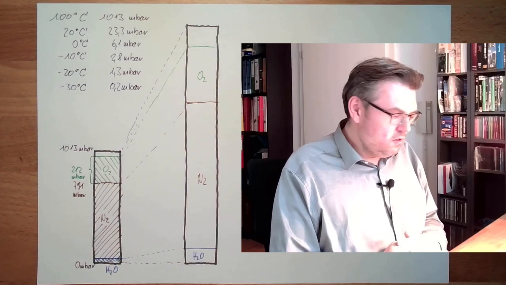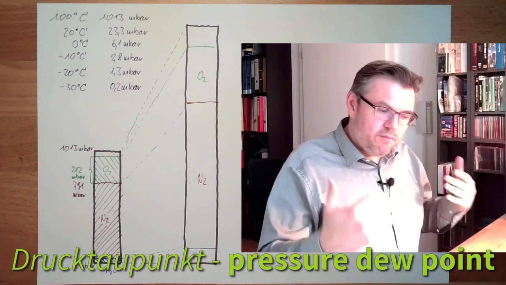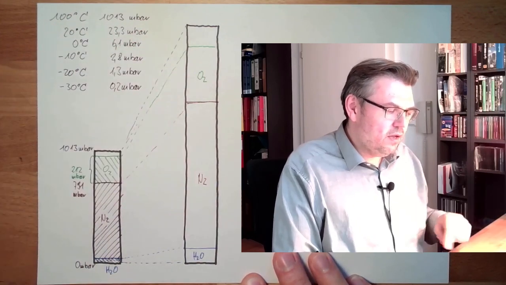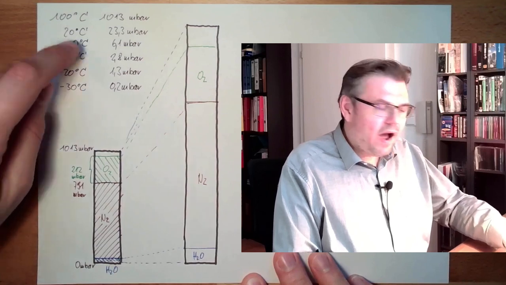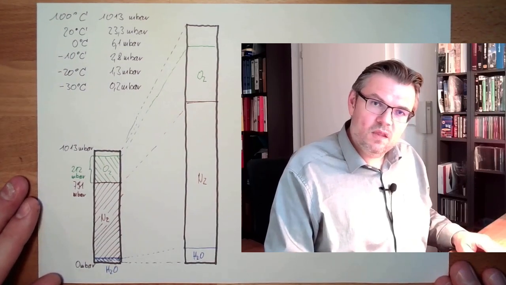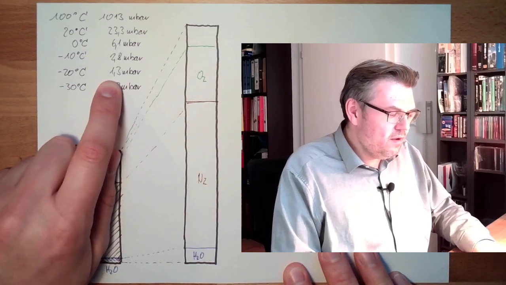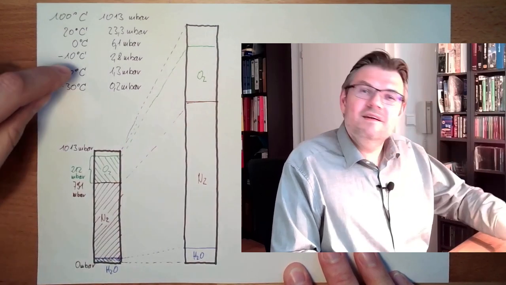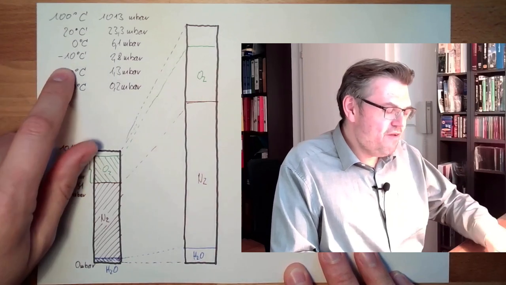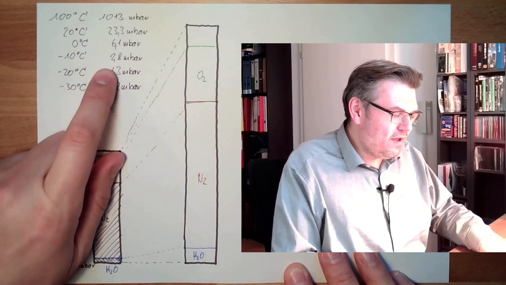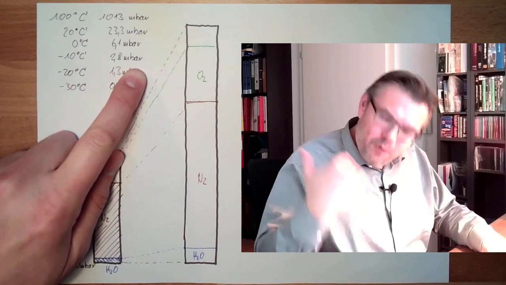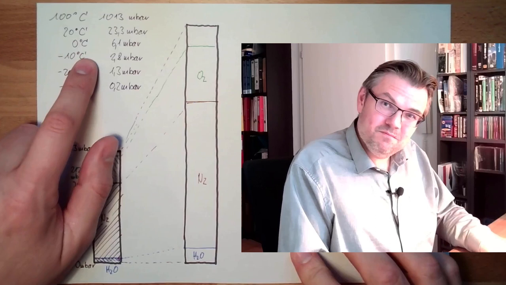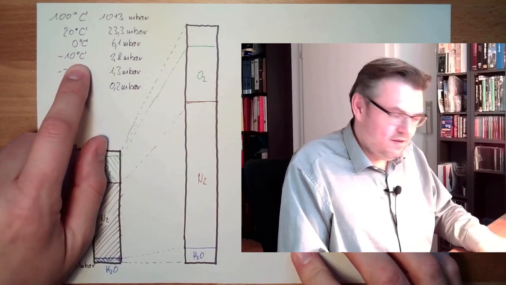Drucktaupunkt, pressure condensation temperature. Condensation temperature at standard pressure is here. And under pressure, those things are higher usually. If under standard pressure I have 1.3 millibar, or let's say at minus 10 degrees, if I have a pressure of 1030 millibar, I have minus 10 degrees, then I have 2.8 millibar water steam pressure inside. This is my Taupunkt, my temperature where we start to condensate, if this level is reached.